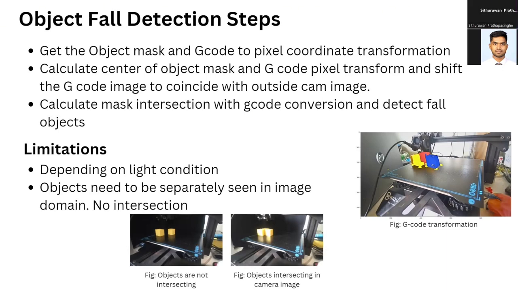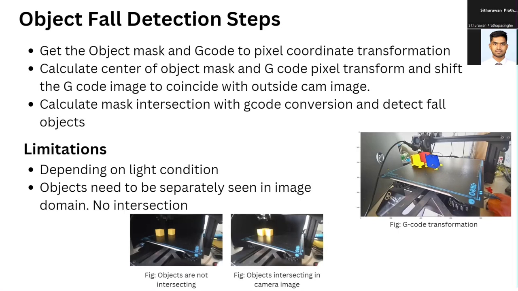If we find that the coincidence percentage exceeds the limit we are proposing, we can say that it has not fallen. If the percentage is lower than the threshold, we can say it has fallen.